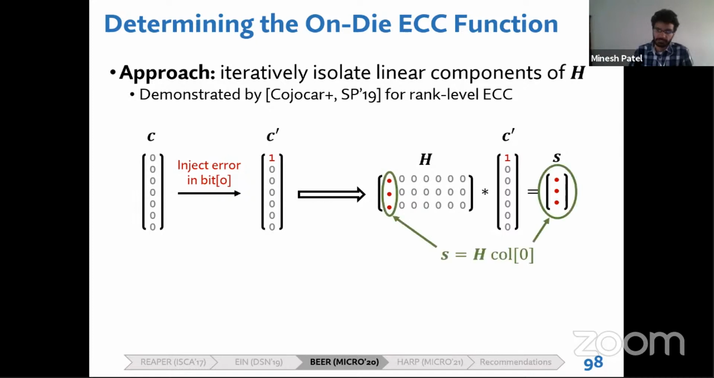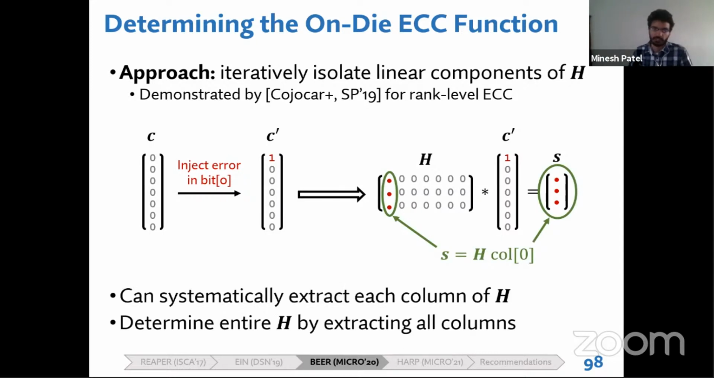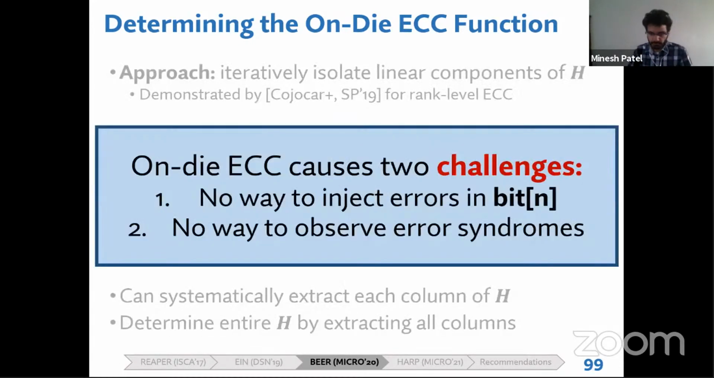And through this approach, we can systematically extract every single column of the H matrix by individually extracting each of the columns. And through this process, we can determine the entire H matrix. Unfortunately, there are 2 major challenges to applying this approach to on-die ECC.